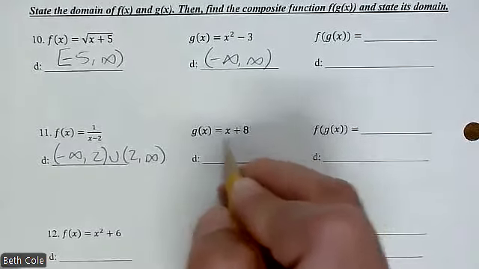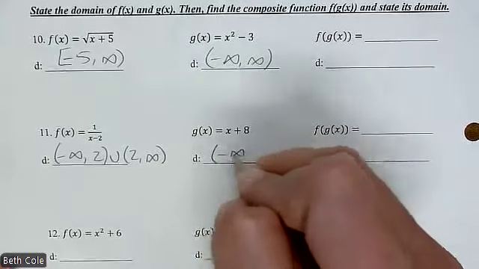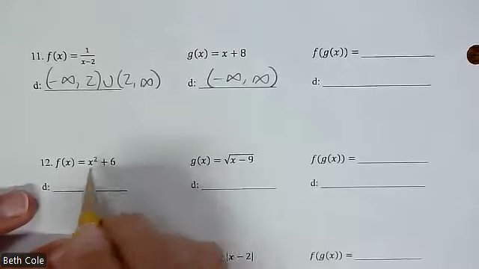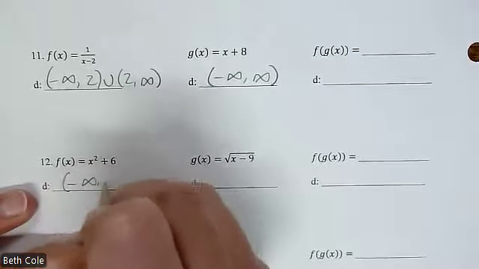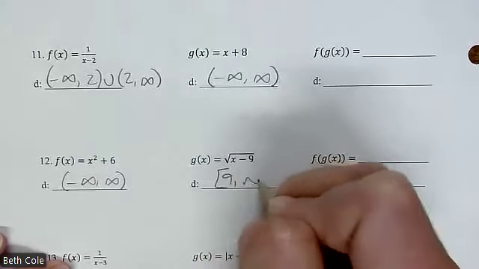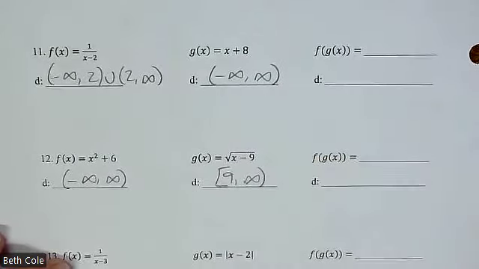How about g of x? Yep, all reals. It's a line, so everything. This is another quadratic, so all numbers. Yep, 9 to infinity. You need to be 9 or taller to ride the ride.